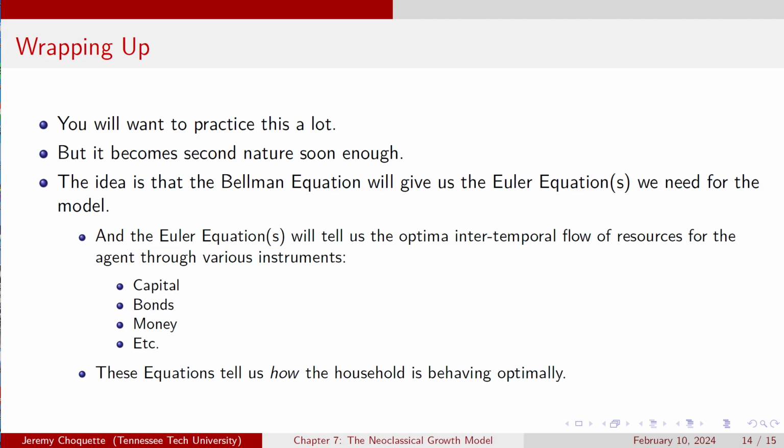So you're going to want to practice this stuff. It will become second nature. And the idea is that we're going to use the Bellman equation to give us the Euler equations that we need for the model. And the Euler equations tell us the optimal intertemporal flow of resources for the agent through various instruments, whether it's capital, bonds, money, things like that. So the equations are really telling us how the household is behaving optimally.